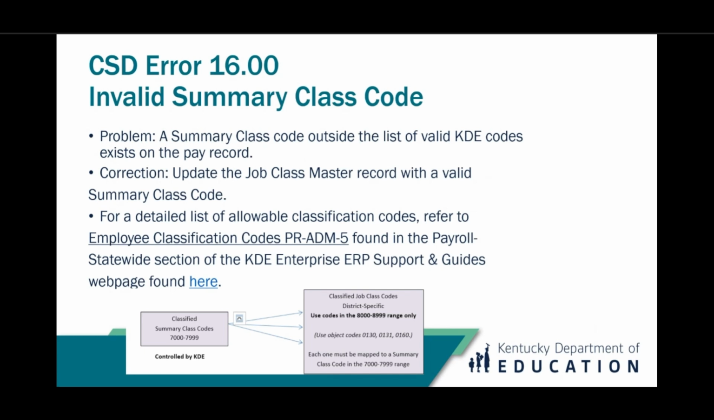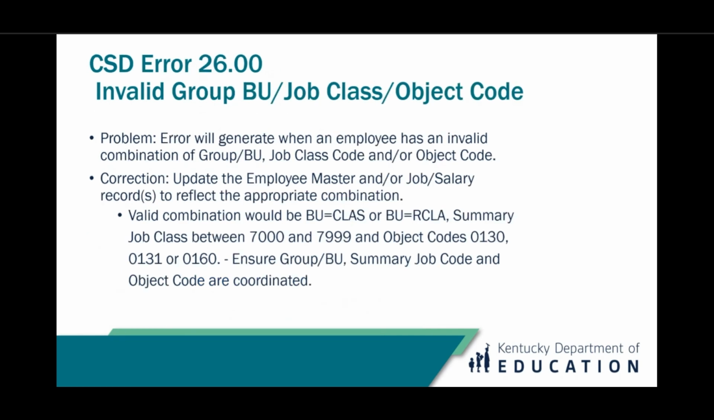And you are going to be getting a copy of this presentation after all is said and done, and you'll have these links to the various things that we have you linked to, guides, etc. when you receive that. And again, you're seeing another piece of that graphic. It's showing you classified summary class code 7,000 to 999. If you create a job class code, you need to use the 8,000 to 899 range. And again, the valid object codes are 0130, 31, and 60.